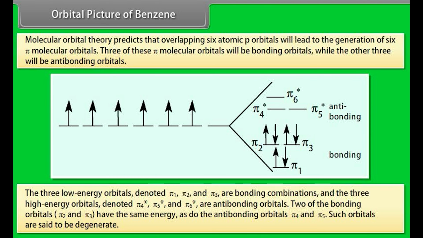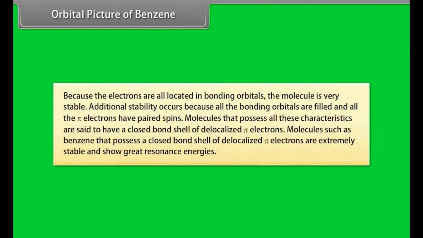2 of the bonding orbitals, pi2 and pi3, have the same energy, as do the anti-bonding orbitals pi4 and pi5. Such orbitals are said to be degenerate. Because the electrons are all located in bonding orbitals, the molecule is very stable.